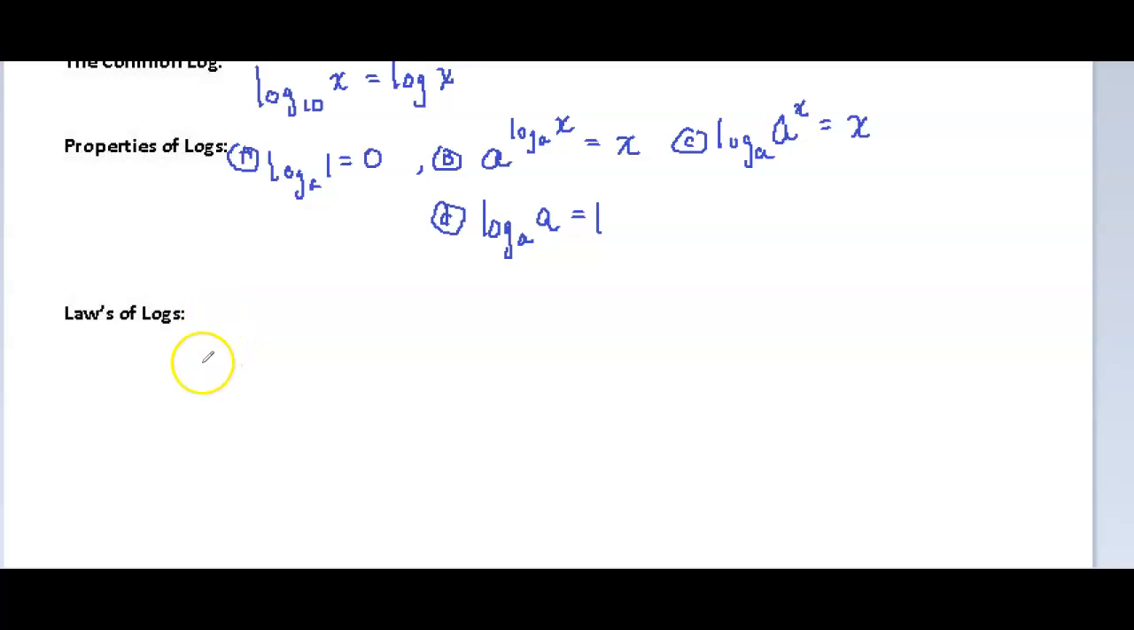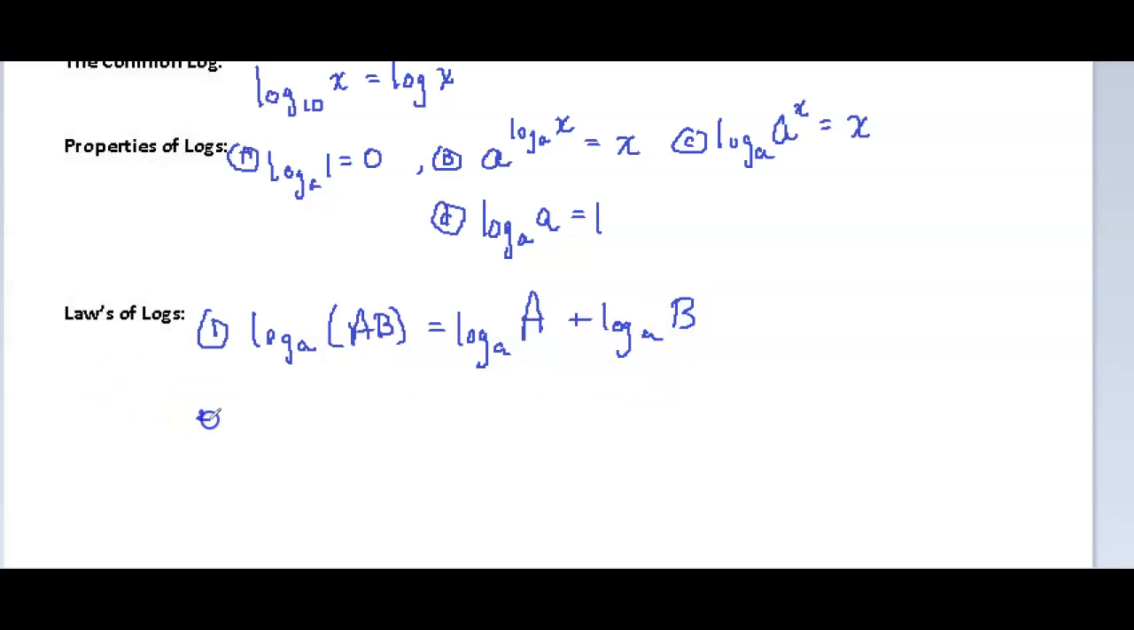We also have the laws of logs. The first law is our product rule. Log base a of a product can turn into a sum: log base a of the first factor plus log base a of the second factor. Similarly, we have a quotient rule. If I had the log of a quotient, a divided by b, this could expand to log base a of a minus log base a of b.